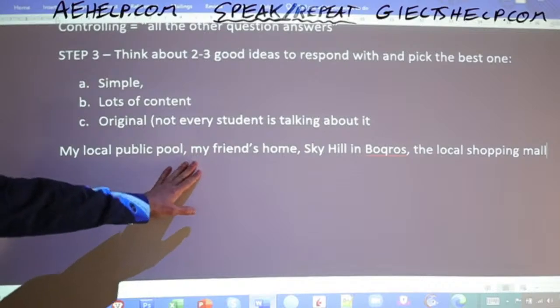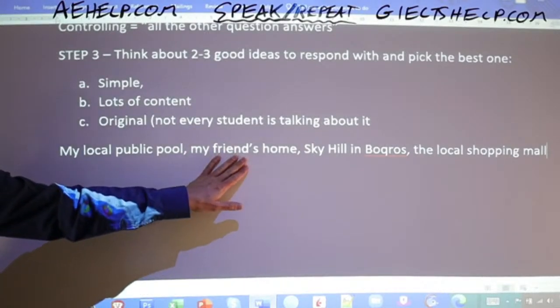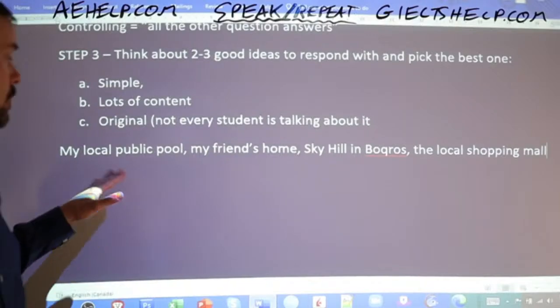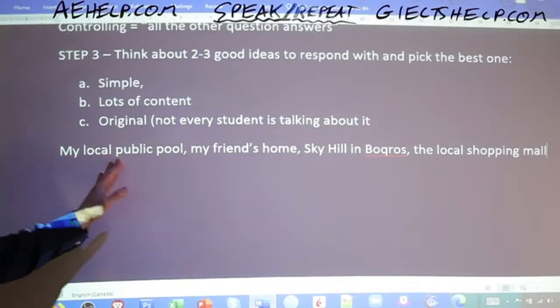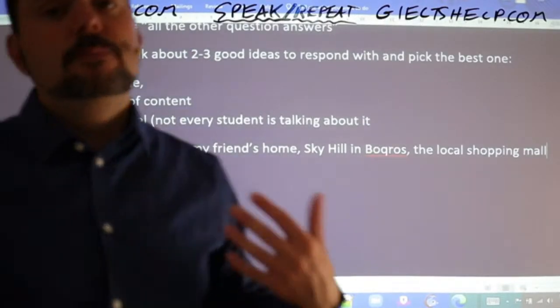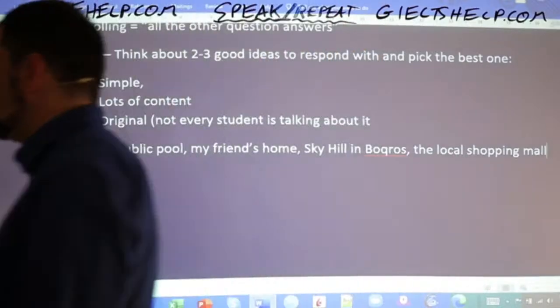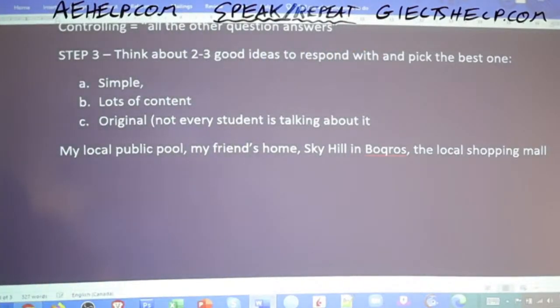Your friend's home, I mean, if you have some specific reason why you do not go to your friend's home, that could be a good one as well. But for today, choosing the public pool, so the local public pool would be a good one. Okay, so let's go with that one. So we'll choose public pool.